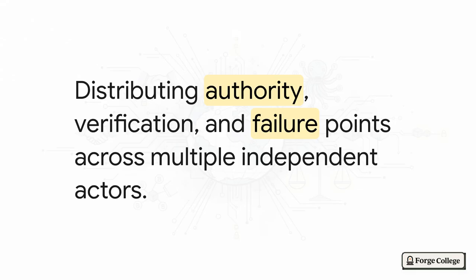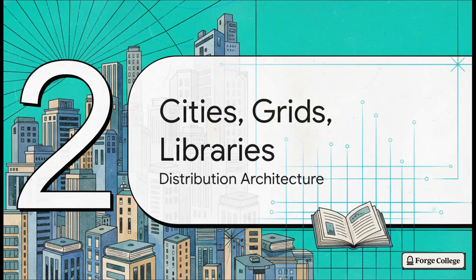Ultimately, you're answering three big questions. Where does authority live? How do we survive a massive failure? And what keeps everyone playing by the rules? Moving on to Section 2, cities, grids, and libraries. Looking at distribution as architecture.